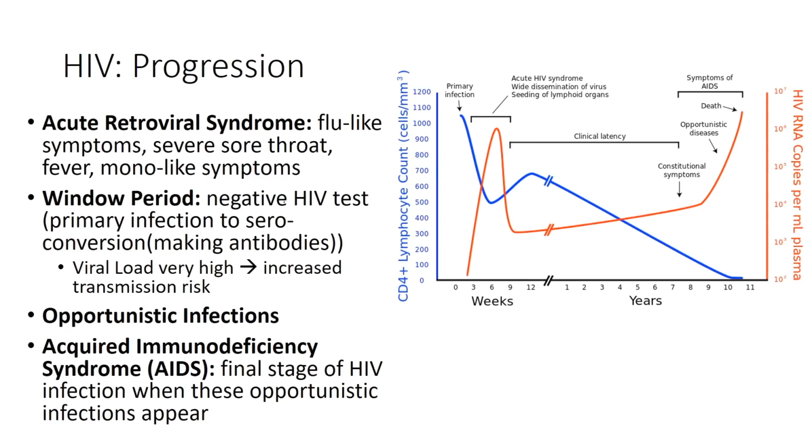So as far as the symptoms and how this comes up, acute retrovirus syndrome, this is the first stage that we talked about. This is flu-like symptoms. It's kind of masked and very similar to a lot of infections. It's severe sore throat and fever and mono-like symptoms.